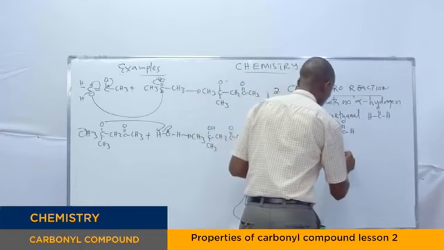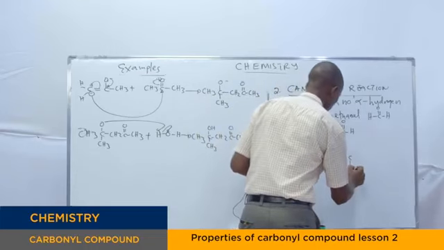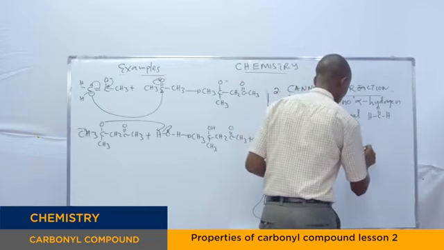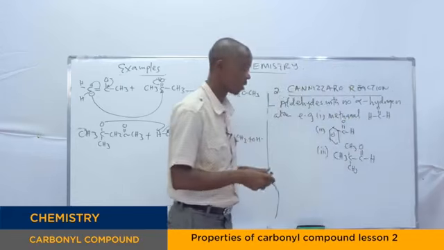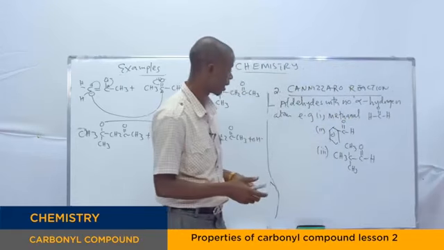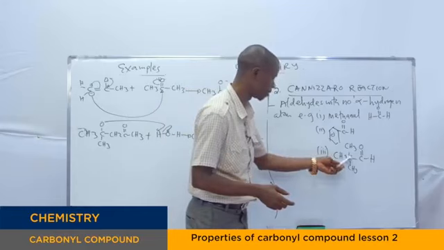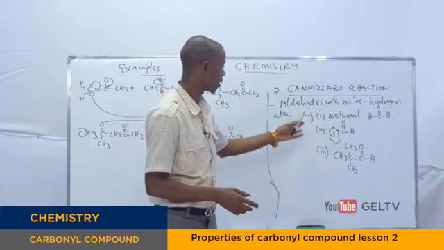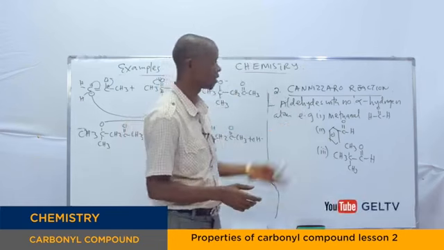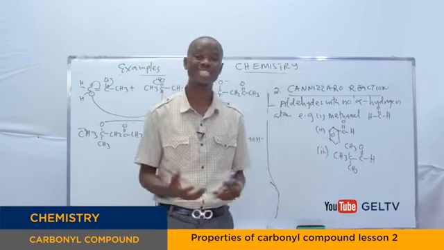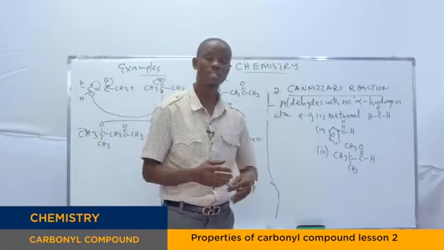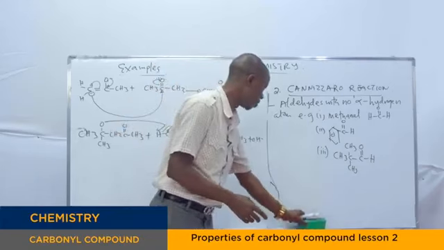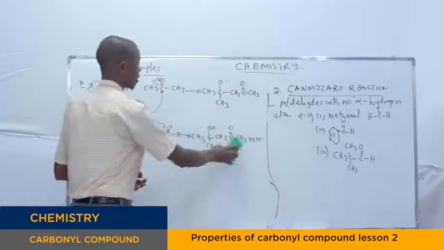The third one also lacks alpha hydrogen atoms because this carbon is tertiary. There are no hydrogen atoms there. So these examples undergo the Cannizzaro reaction. The Cannizzaro reaction is a form of disproportionation reaction whereby the compound is oxidized and reduced at the same time. So my dear student, we can have the example there.